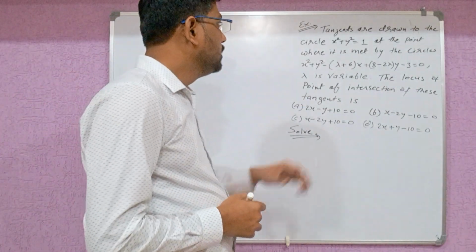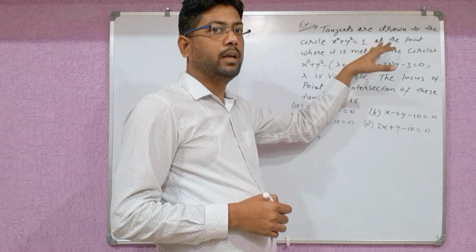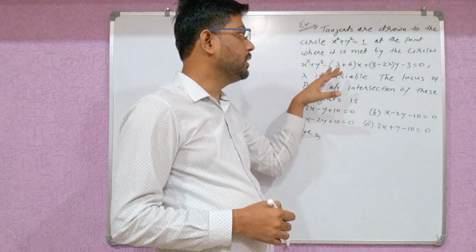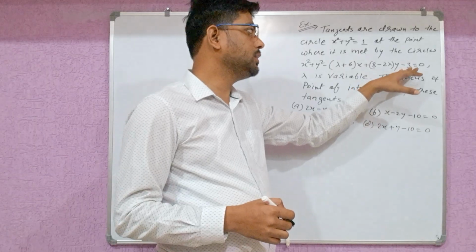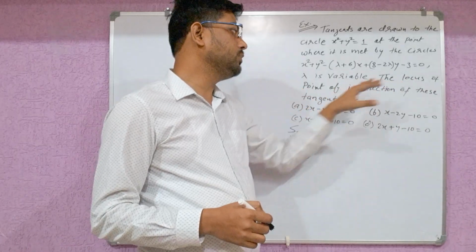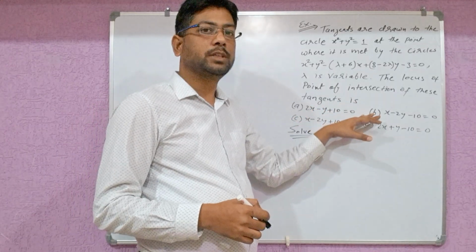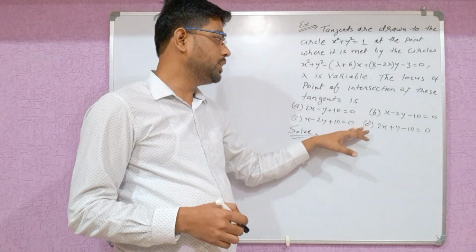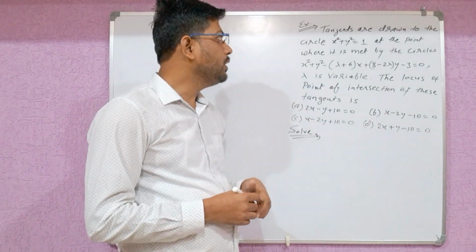So next question is, tangents are drawn to the circle x square plus y square is equal to 1 at the point where it met by the circles x square plus y square minus (lambda plus 6)x plus (8 minus 2 lambda)y minus 3 is equal to 0. Where lambda is variable, the locus of point of intersection of these tangents is, option A is 2x minus y plus 10 is equal to 0, option B is x minus 2y minus 10 is equal to 0, option C is x minus 2y plus 10 is equal to 0, and option D is 2x plus y minus 10 is equal to 0.